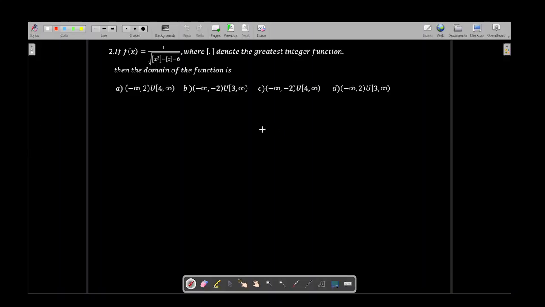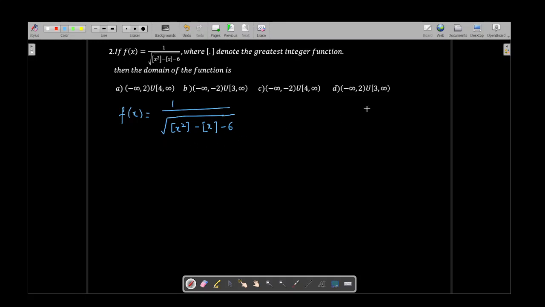Hello and welcome. This video will solve some more problems on the greatest integer function. Here we have to find the domain of this function f of x. f of x is 1 over the square root of [gi of x] squared minus [gi of x] minus x. So let's find the roots of this.